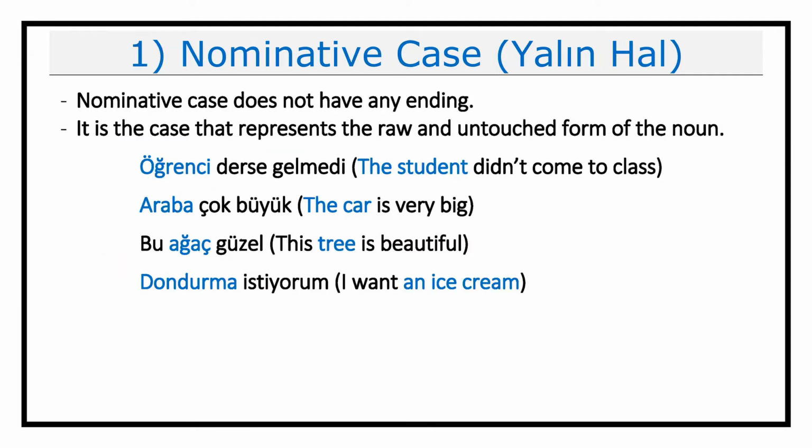Now, the nominative case, which is Yalın Hal, does not have any ending. It is the case that represents the raw and untouched form of the noun. Look at the examples below. Öğrenci derse gelmedi. Araba çok büyük. Bu ağaç güzel. Dondurma istiyorum. In all of the sentences, none of the nouns in color got any ending.